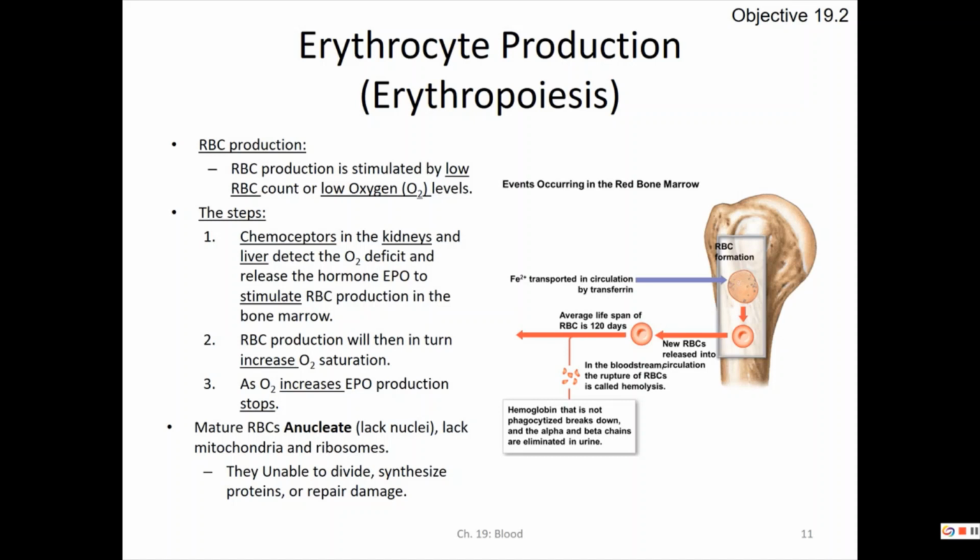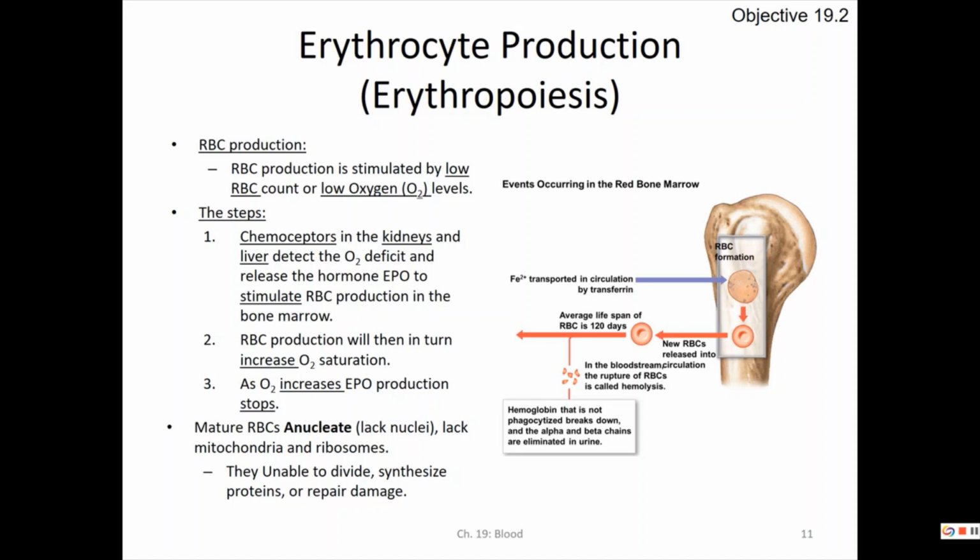Now, once this happens and red blood cell production goes up, you will get more O2. Why? Red blood cells go up, more red blood cells, more oxygen. More oxygen, O2 saturation goes up. And when the O2 levels are going up, the chemoreceptors are going to say no more EPO, and EPO stops.